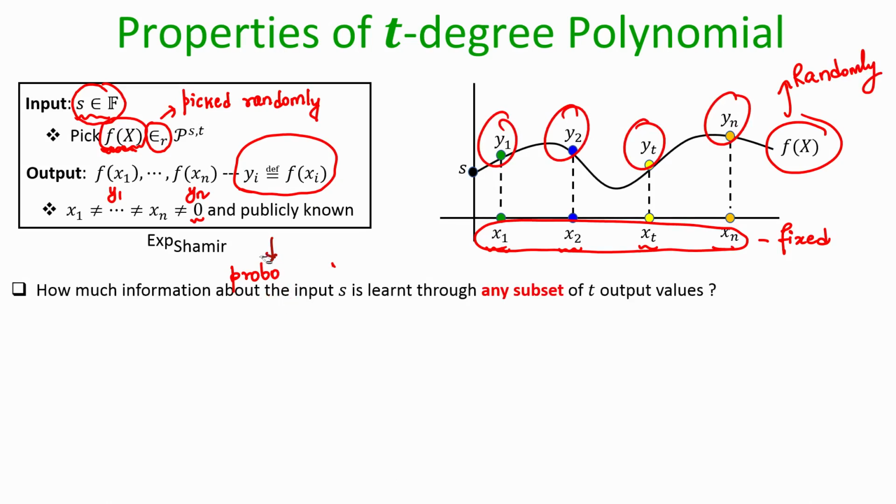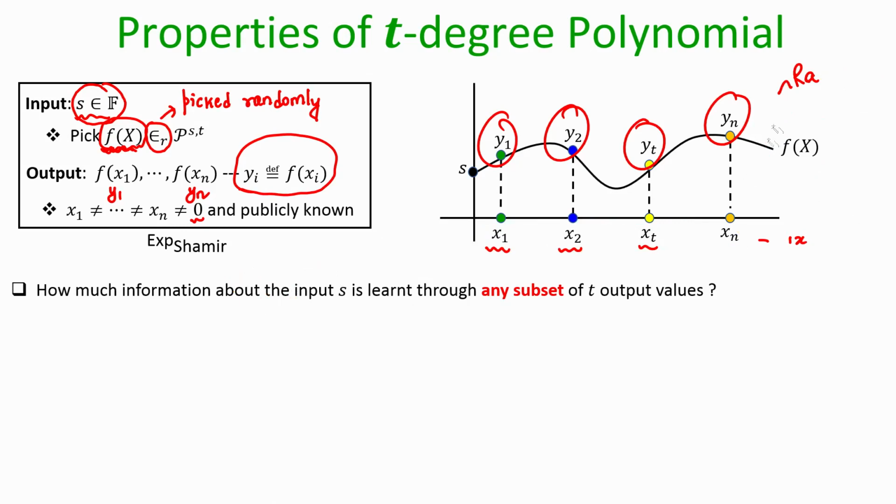Now, I want to measure the following. Given this experiment where the input S is not known to you, I will not be telling you the input S. How much information about this input S is learnt if I just give you any set of t output values? I will not give you the full set of n output values, but just any set of t output values which I obtain by running this experiment. It is like saying the following: I am a kind of a person who wants to challenge you.